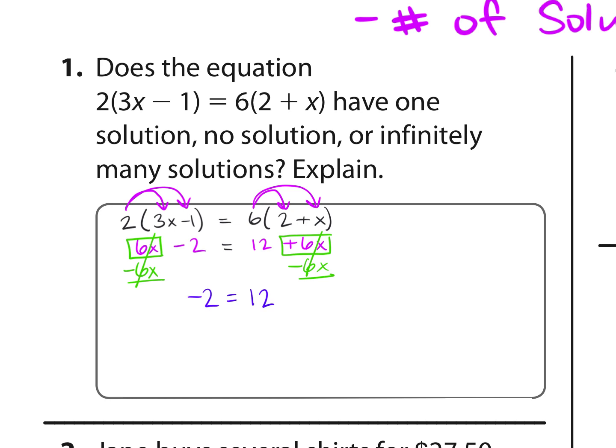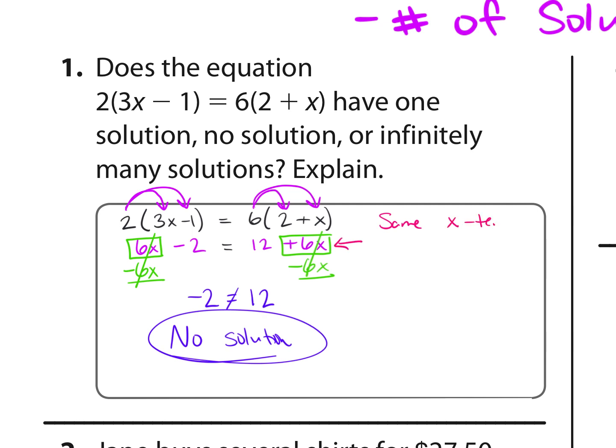And we get negative 2 is equal to 12. Well, when you get to a number equal a number, it's either true or false. In this case, this is false. So this means we have no solution. Now we could say earlier that at this point we had the same x term, different constants, and that indicates there's no solution to this equation.